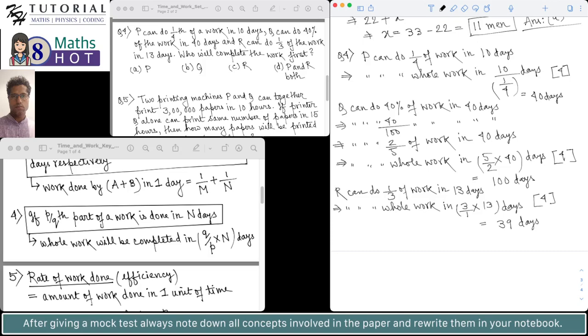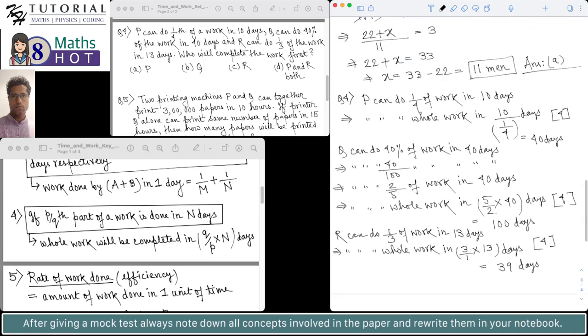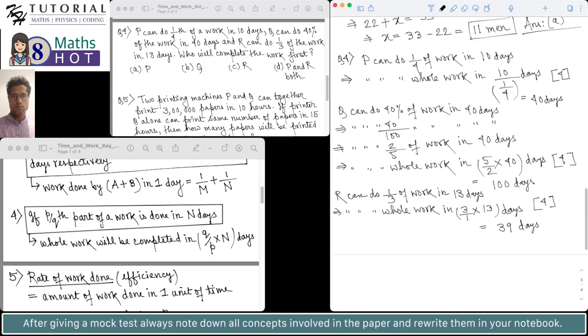So we can clearly say that the least amount of days taken to complete the work is by R. R takes the least time. So who will complete the work first? R will complete the work first. So the correct choice is C. C is the correct choice.